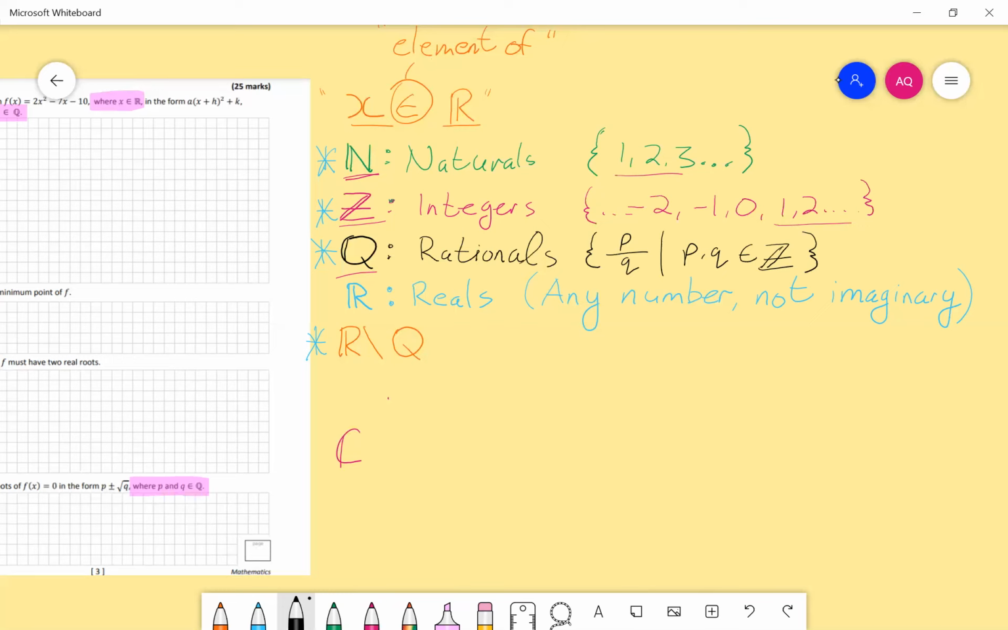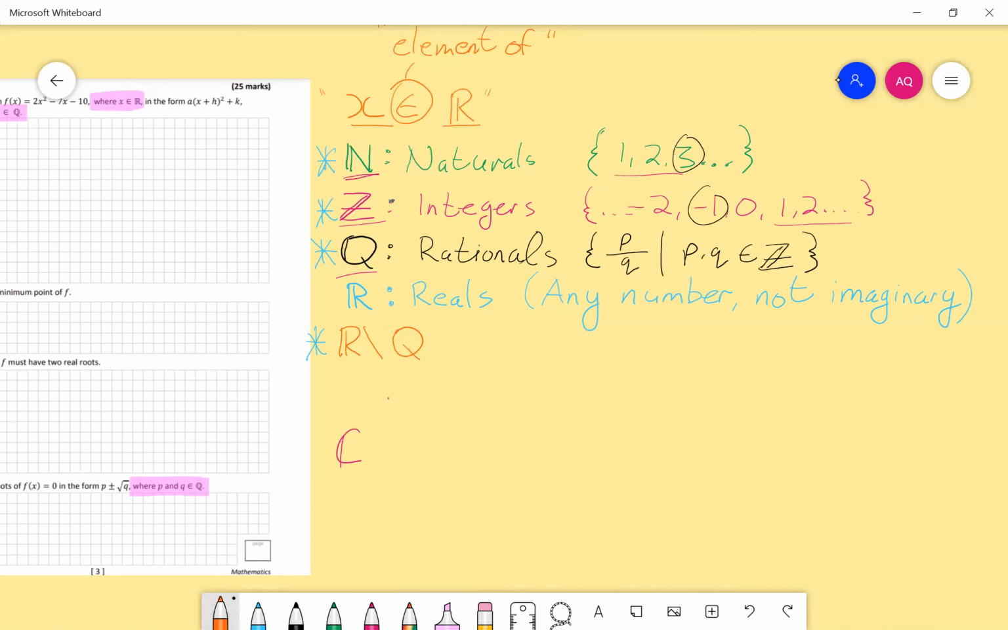Even our natural numbers and our integers, they're all rational numbers, because you could write any one of them as a fraction over 1. 3 can be written as 3 over 1. Minus 1 can be written as minus 1 over 1. So they can be written as rational numbers. So what numbers are not rational then?